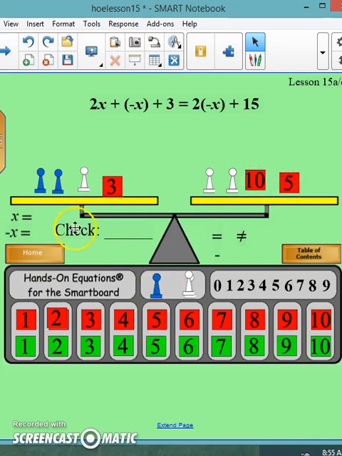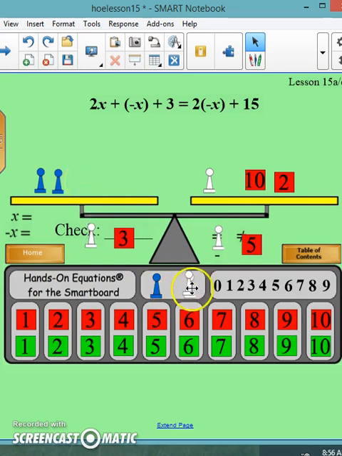Now I need to simplify my equation with legal moves. I can remove a 3 from each side. This becomes 12. I can remove a star from each side because in algebra what you do to one side you do to the other.